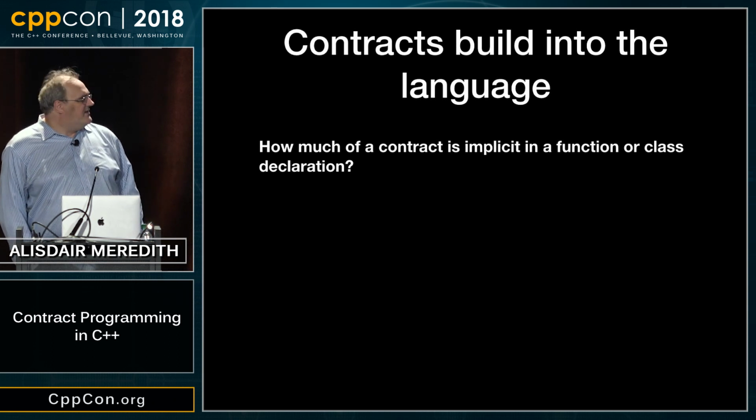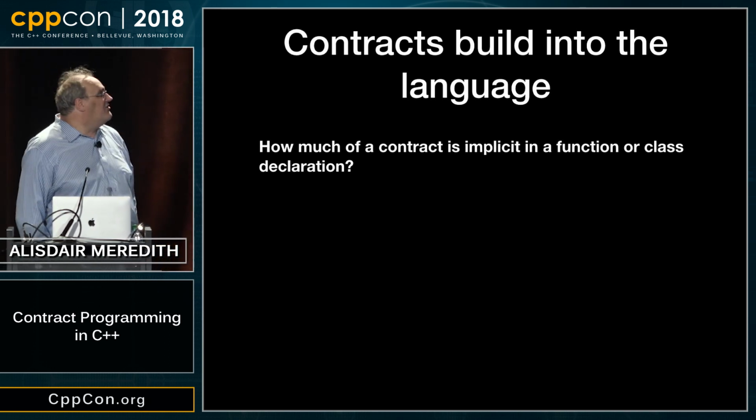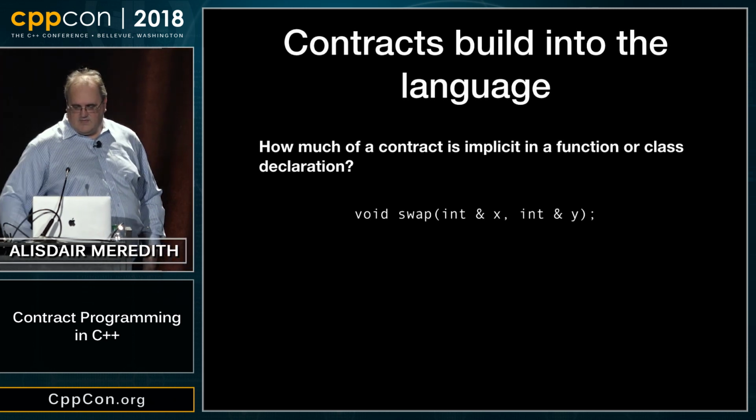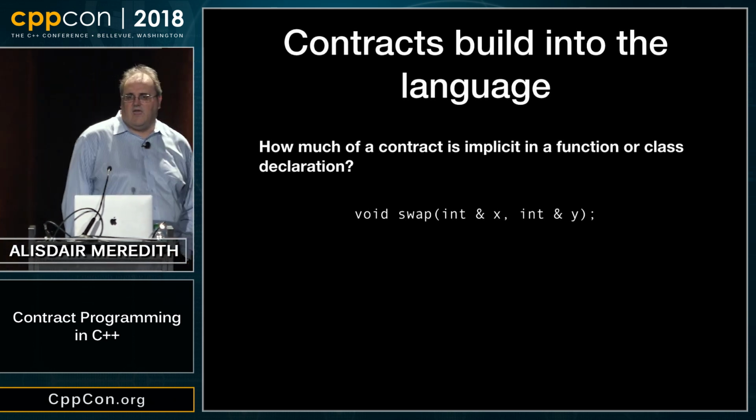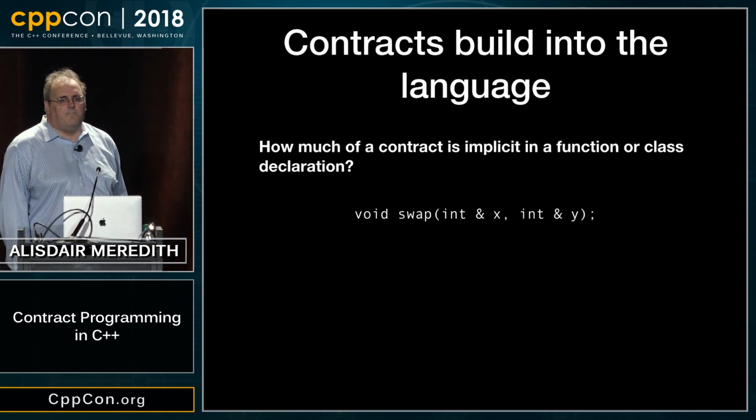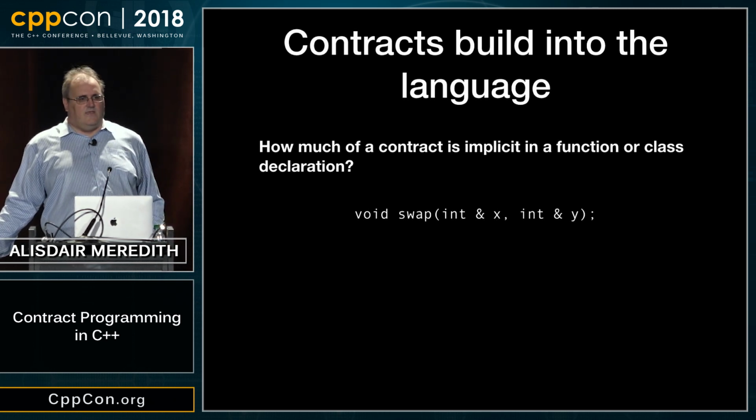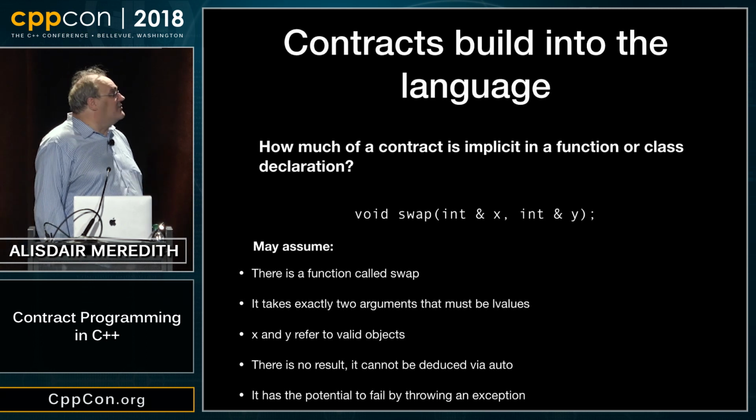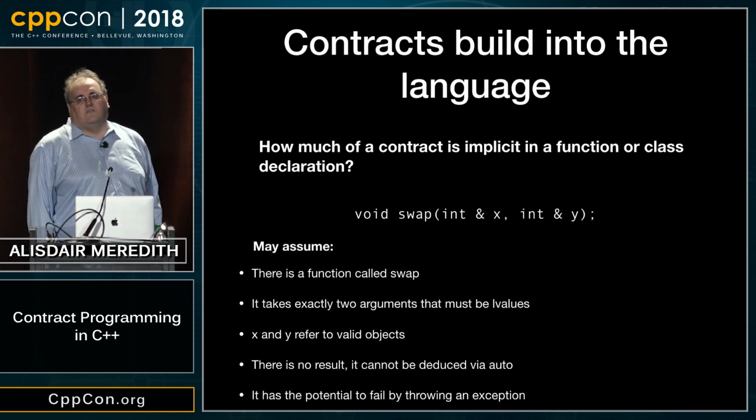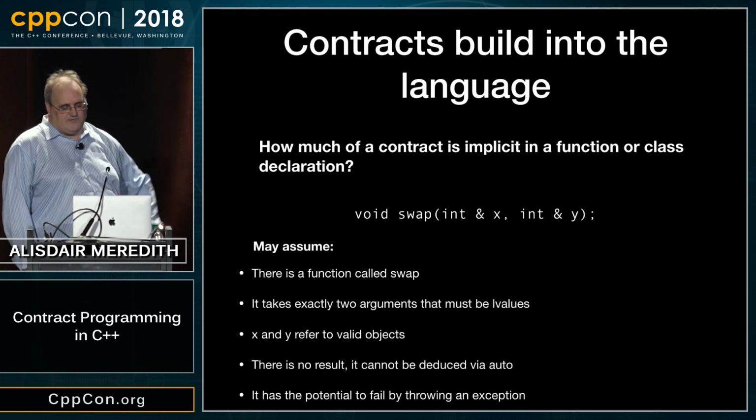Which comes back to my basic question. How much of a contract is implicit in a function declaration or a class definition? If I have the signature void swap(int& x, int& y), what assumptions can I legitimately make about this code in the absence of any other published information? There's already an implicit contract. I have a function called swap. It takes exactly two arguments that must be lvalues. These are things the language and the compiler will handle for me, so I don't need to go out of my way to document them.